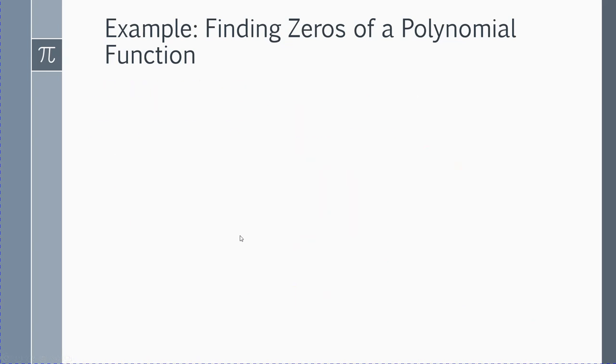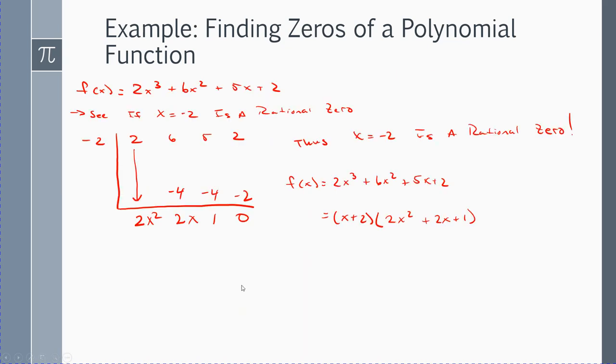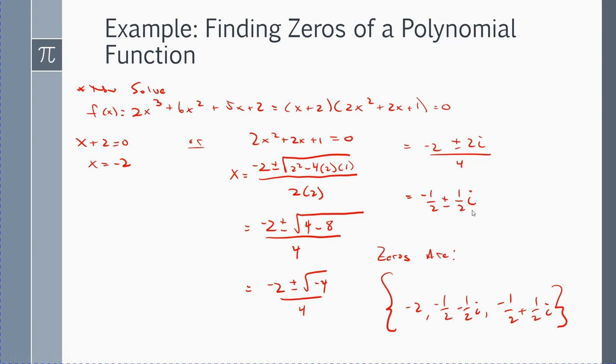So just to recap what we're doing here. You're given a problem. You're going to list all the possible rational zeros. Then you're going to use synthetic division to find a rational zero. Then you're going to rewrite this as the product of the rational zero and your resulting polynomial equation from the synthetic division, and then you're going to solve the resulting equation.